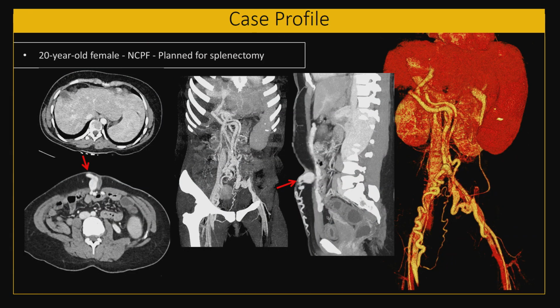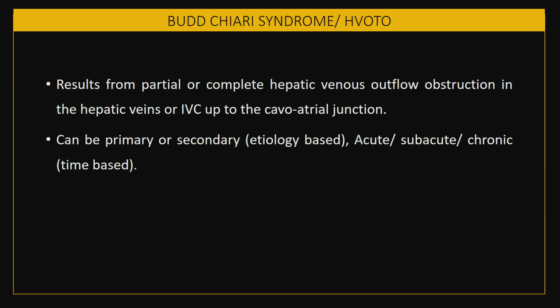So this is another case. Here the patient has NCPF and she is being planned for splenectomy. So you see there is a whole lot of periumbilical varices. So in the era of minimally invasive surgery, when we put ports in laparoscopy or robotic surgeries, we should be aware of these periumbilical collaterals, because if we are not aware of these collaterals and we put a port leading across the collaterals, it can lead to catastrophic bleeding. So we have to do umbilical collateral mapping before port placements. Sometimes, depending upon the subcutaneous thickness, they might not be clinically visible always.